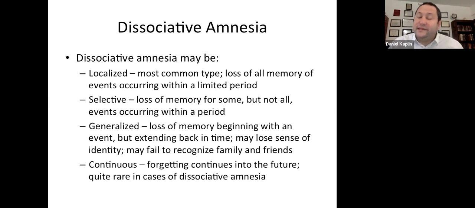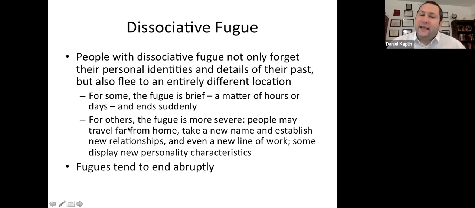And then, of course, unfortunately, there's something called continuous dissociative amnesia, where a person struggles going forward. So they have this forgetfulness that continues into the future. It's rare, but I want you to know it because it is a subtype. So, what is a fugue? A fugue is when a person goes into a foggy mental state, and not only do they forget who they are, but they forget details of their past.